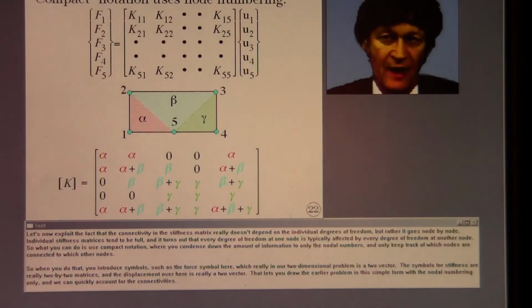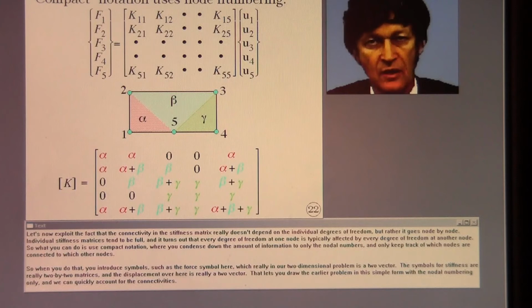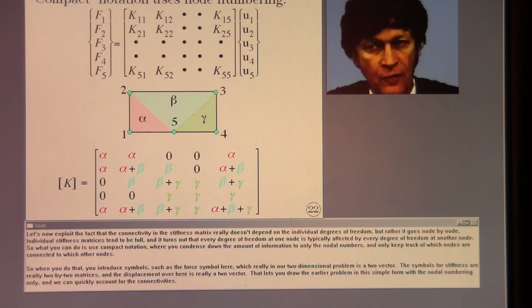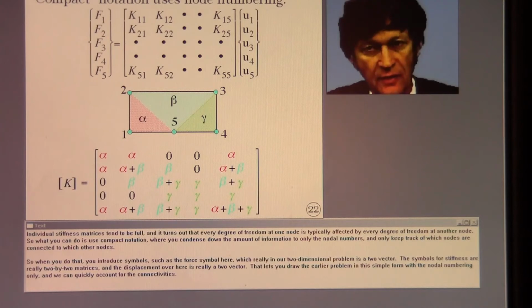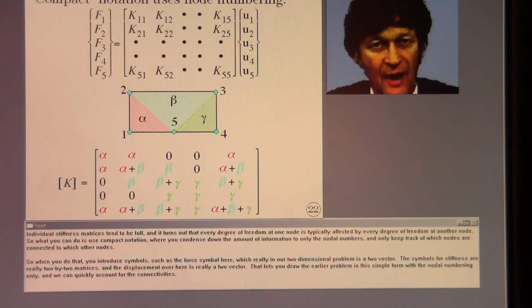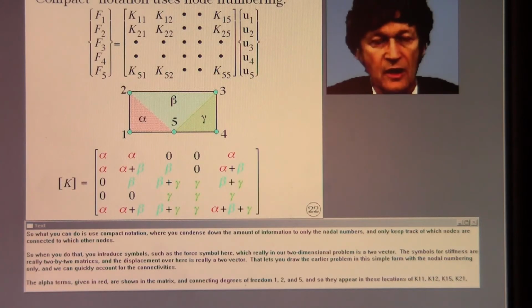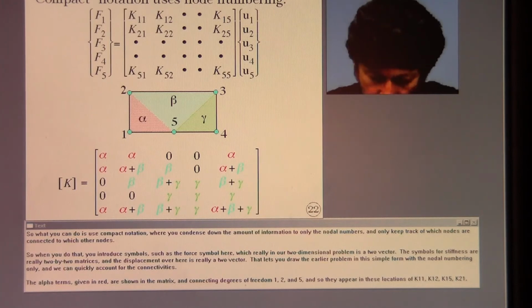Let's now exploit the fact that the connectivity in the stiffness matrix really doesn't depend on the individual degrees of freedom, but rather it goes node by node. Individual stiffness matrices tend to be full, and it turns out that every degree of freedom at one node is typically affected by every degree of freedom at another node. So what you can do is use compact notation, where you condense down the amount of information to only the nodal numbers and only keep track of which nodes are connected to which other nodes.